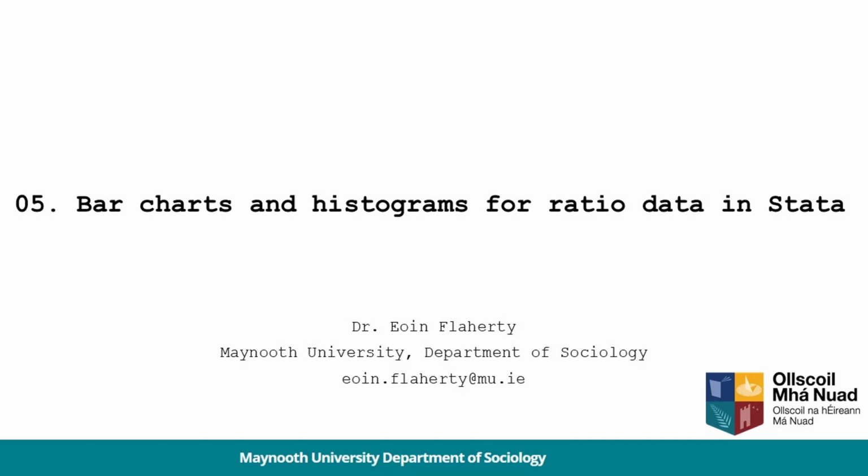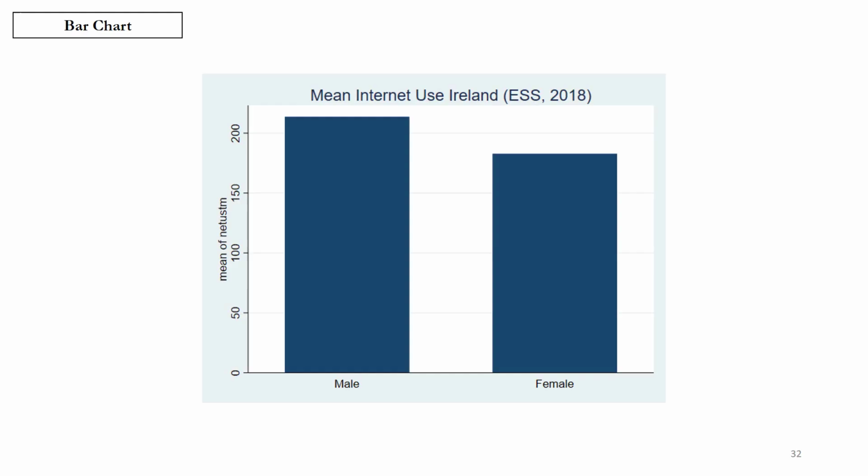Let's have a look now at some graph types for data measured at the interval and ratio level. And the first one we're going to look at is the case of a bar chart where we use the bars to display summaries of a ratio variable within categories of a categorical independent variable.